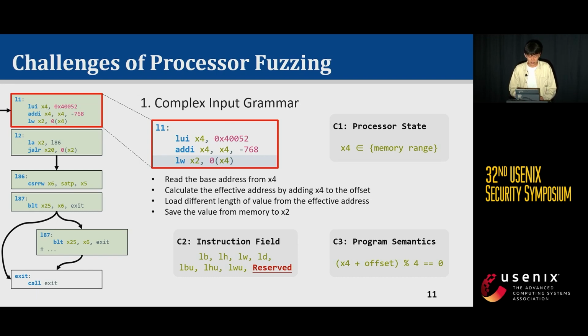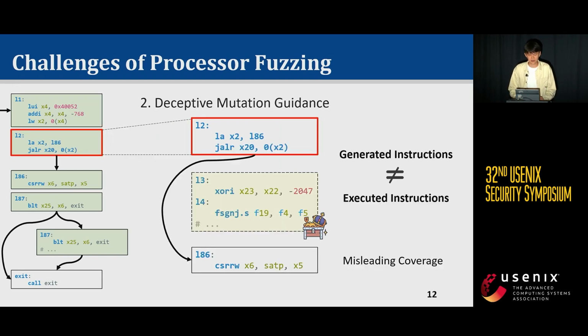We still need to make sure the generated instructions have valid semantics. For example, if we generate a load word instruction, we need to make sure the accessed address is 4-byte aligned. The second challenge comes from control transfer instructions, like branch instructions or jump instructions. This means the generated instructions are never guaranteed to be executed.